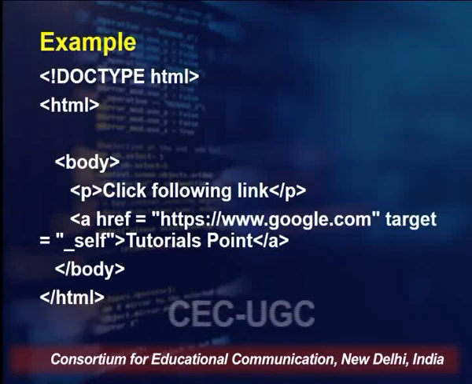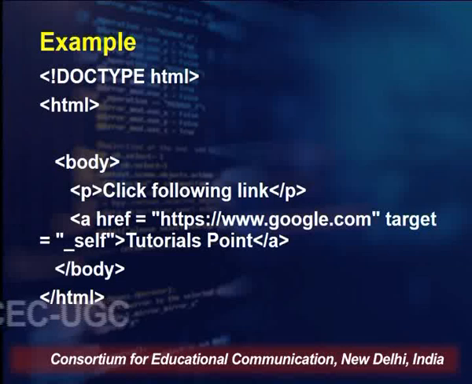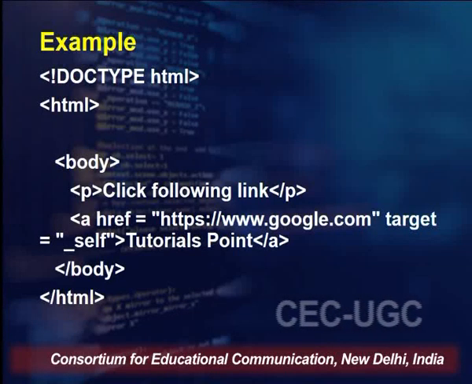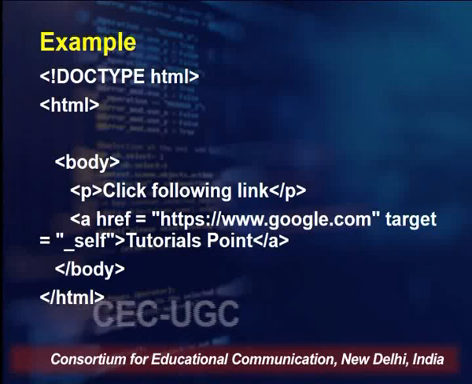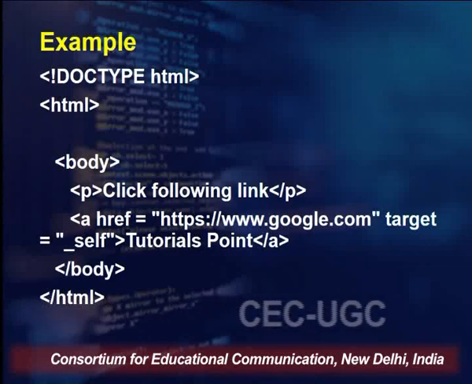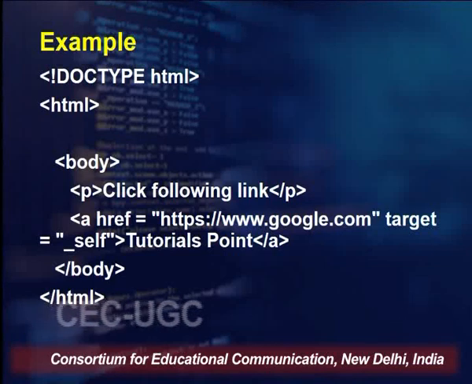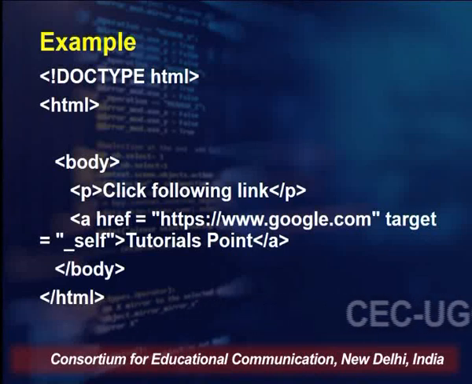The text, such as tutorials point, or any other text like click here or click me, is basically the hypertext, and this will be a link. The moment we click on that link, it will take us to google.com, and this tag is closed by /a. So A here stands for anchor, href is hyperlink reference, and www.google.com is the destination.